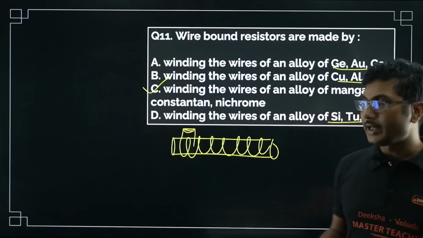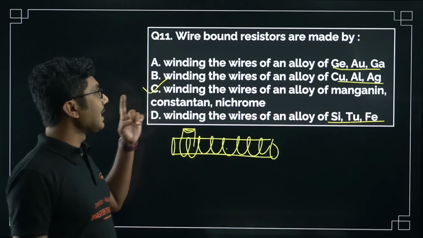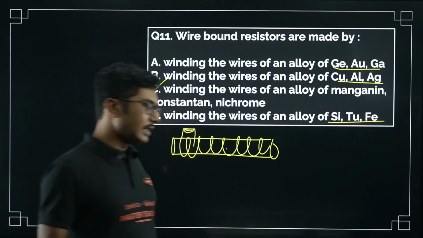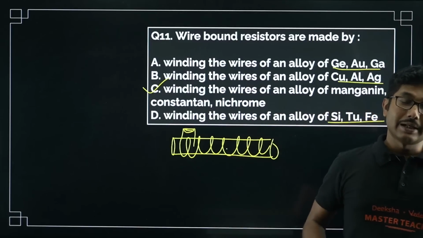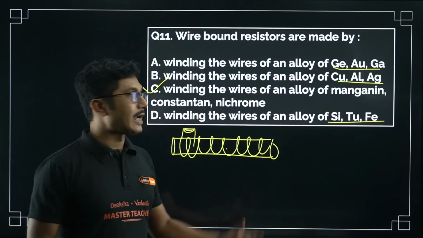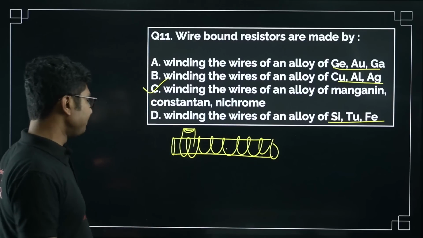Now if you think about the material of this rheostat, they are basically either manganese or constantan or nichrome. They are all highly resistive and high temperature resistant materials. Their resistance does not change with temperature. That is the main reason that they are used as wire based resistors.